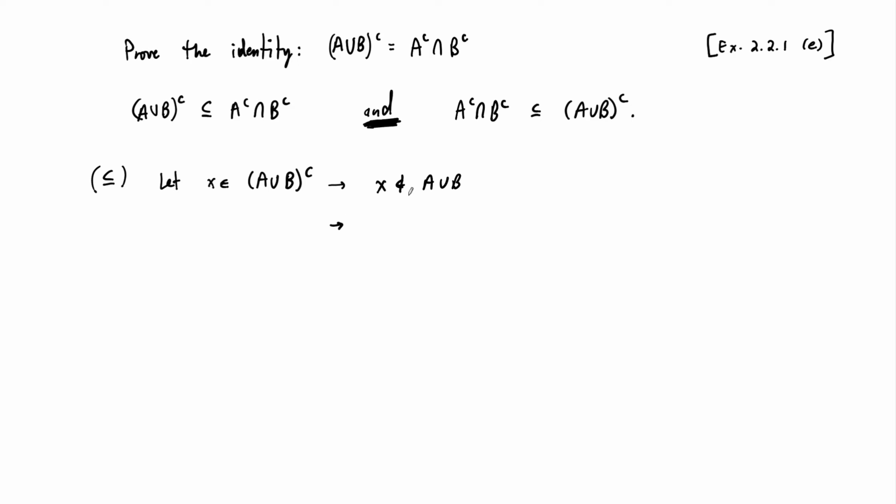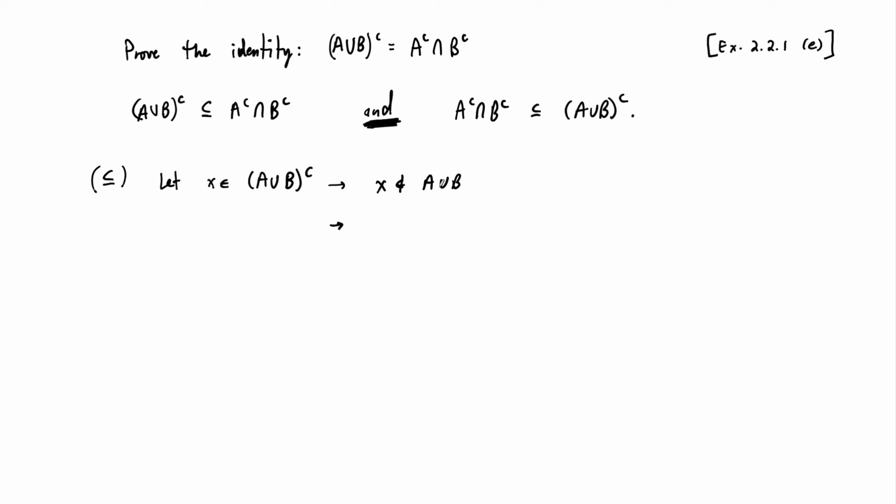Now, we have to be a little careful with this. Once we have a negation, then we have to be careful with how we represent this symbol, right? So this means that x is not in A union B. A union B is the collection of all elements that are in A or in B, right? Or both. Remember, this is an inclusive or. So in A or in B or in both.